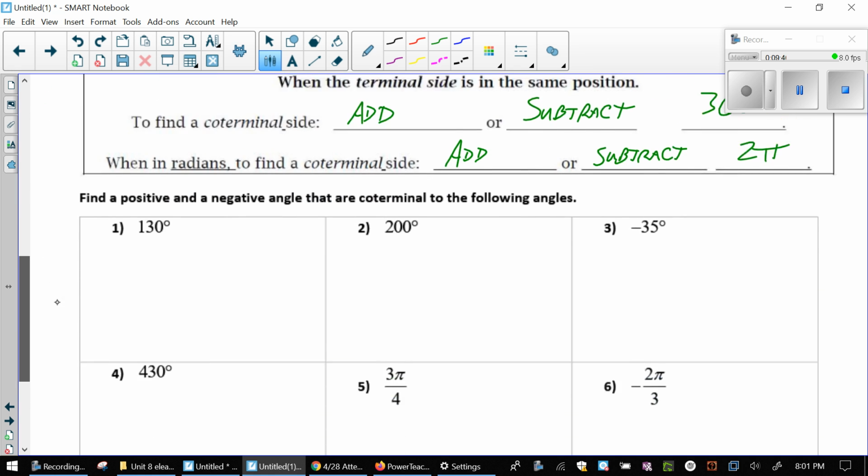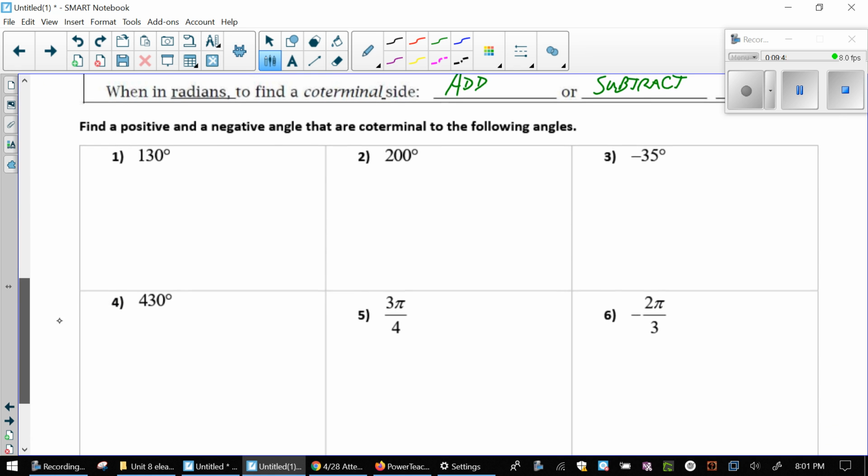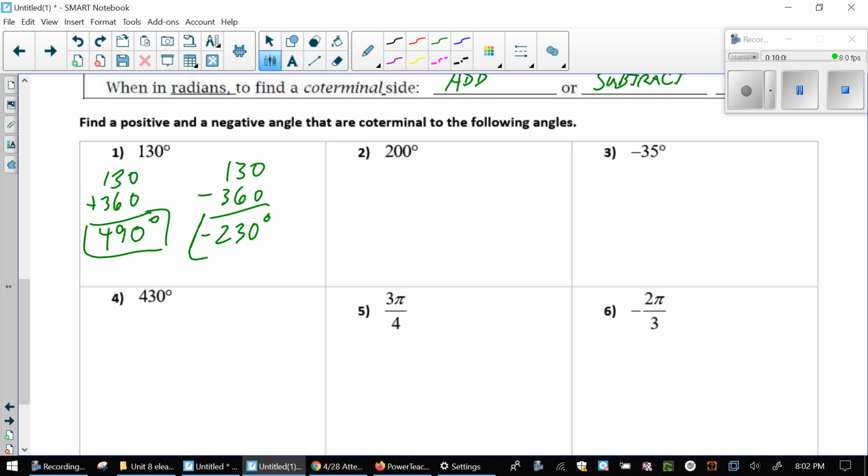All right, I'm not going to do all these. I'm going to do a couple for you guys. Positive and negative angle, reference angle. So add 360. There's one. Subtract 360. 130 minus 360, negative 230. There we go. Two coterminal angles. It's that easy, guys. All right. Let's go to, let's see, number 4.